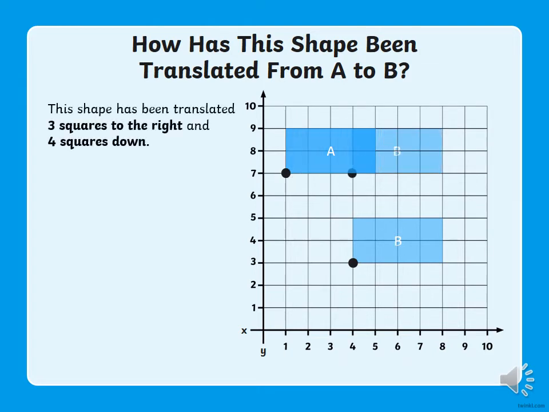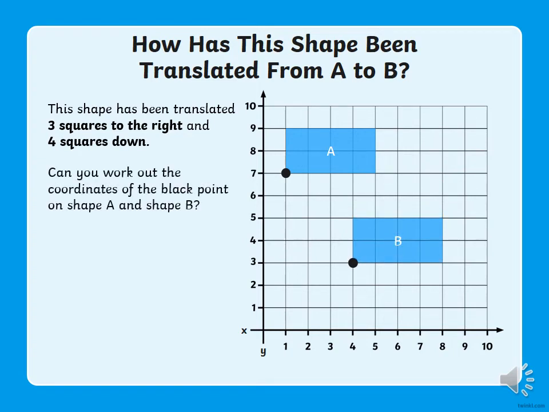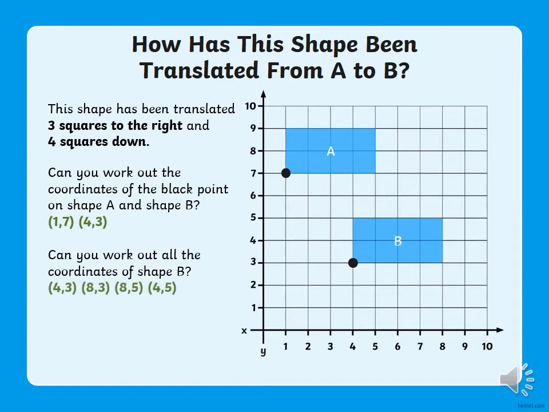The shape has been translated 4 squares to the right and 4 squares down. Can you work out the coordinates of the black points on shape A and shape B? Remember, down the corridor and up the stairs, that's how we write our coordinates. Can you work out all the coordinates of shape B? So all the 4 corners of shape B, what are the coordinates for each corner? Okay, so here are the coordinates for all four corners.